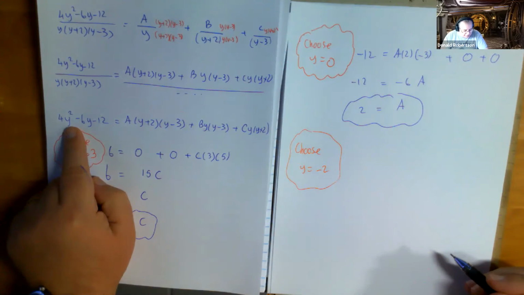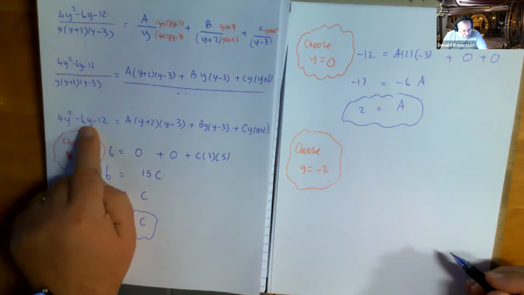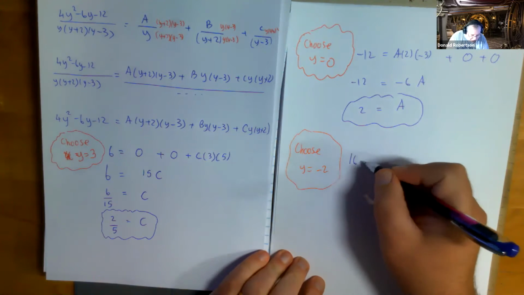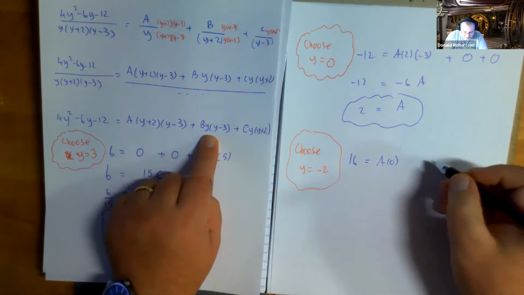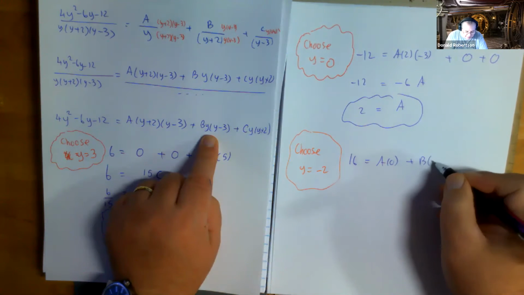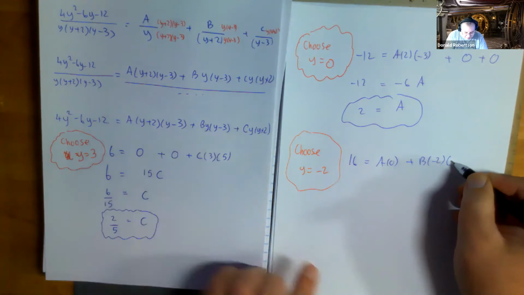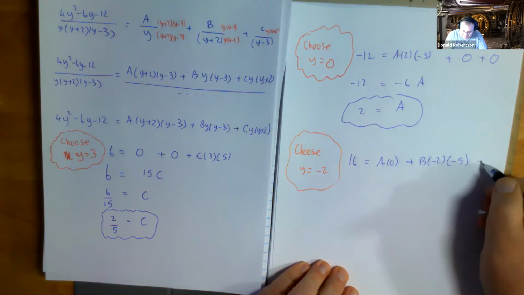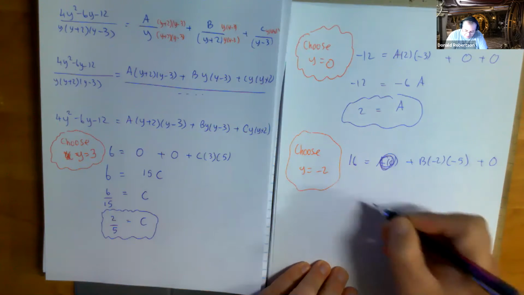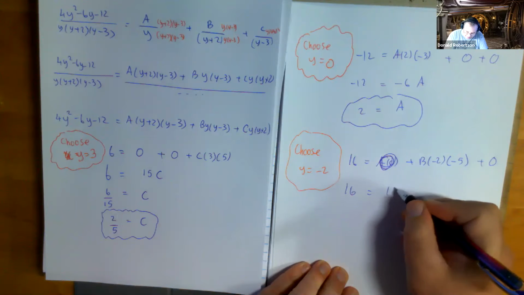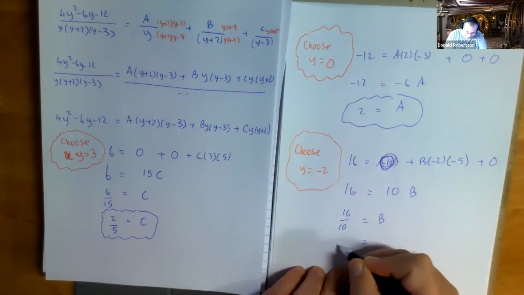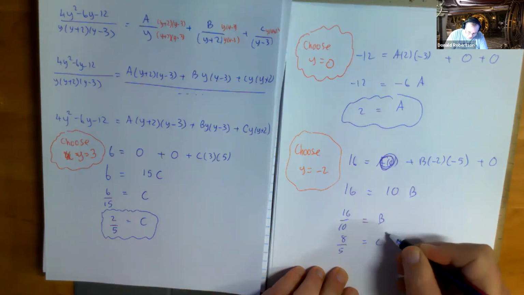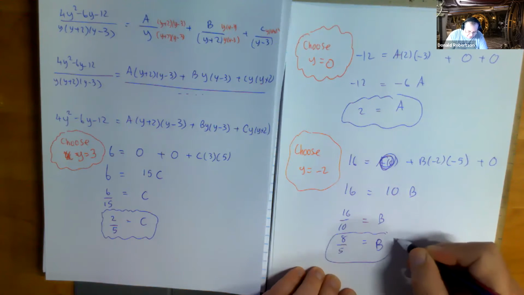-2 squared is 4. 4 fours are 16. Take away 6 times -2 is plus 12, take away 12, so 16. And this fella here becomes A times nothing, so that's just nothing. This guy here is B times -2 times -5, and that guy's nothing. That one's nothing. So we have 16 is 10B. So B is 8/5.